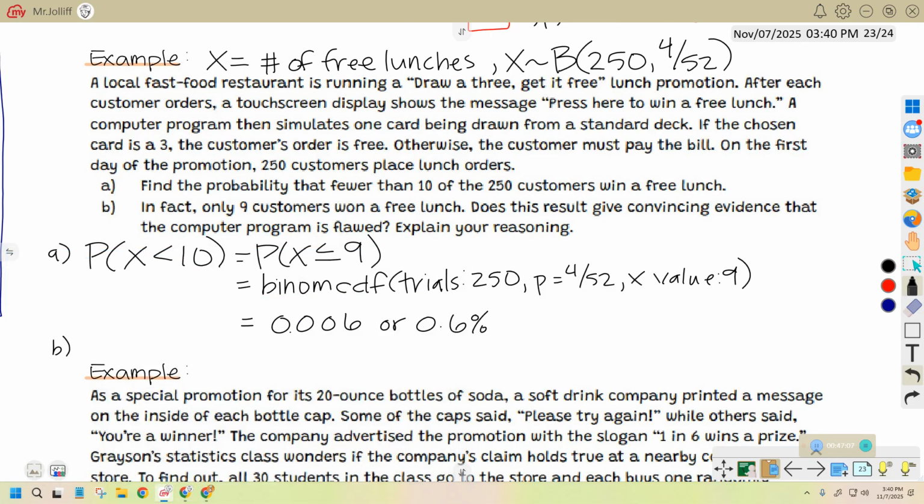All right, Nancy. What is your table thinking? Is this evidence that our computer program is broken? Cammie's nodding her head. Does Nancy agree with Cammie? Yes, so we suspect that yes, this is evidence that the computer program is broken. The question is why yes? Based on the fact that there is a less than 1% chance that 9 people or fewer get free lunch, I expect that the probability that exactly 9 people got free lunch should be less than that, right?